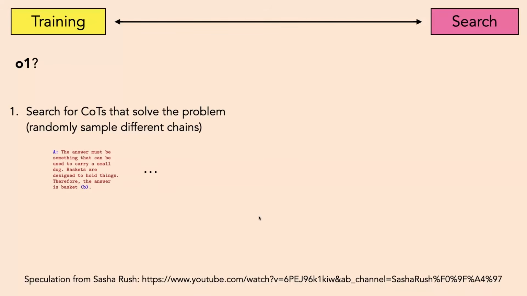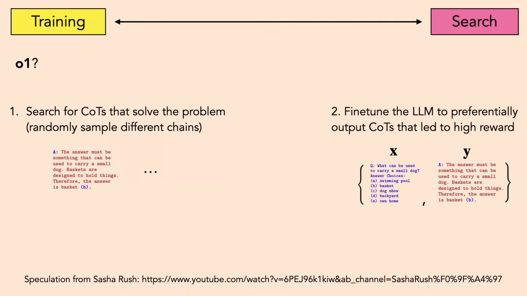So one is you search for chains of thought that solve the problem, but you're going to randomly sample different chains of thought. It's like beam search, right? I'm looking over all the possible different ways the language model could start reasoning and thinking aloud until it comes up with the answer. And now I'm going to find the ones, according to some scoring function, that actually got the right answer, and then I'll fine tune my language model to directly output those good chains of thought.